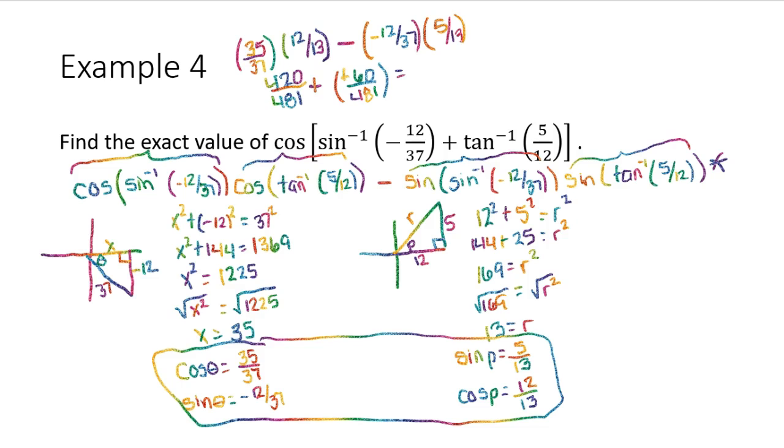These two negatives are going to cancel each other out, so we're going to actually add 420 plus 60 over 481, and that's going to give me 480 divided by 481. And there is our solution.